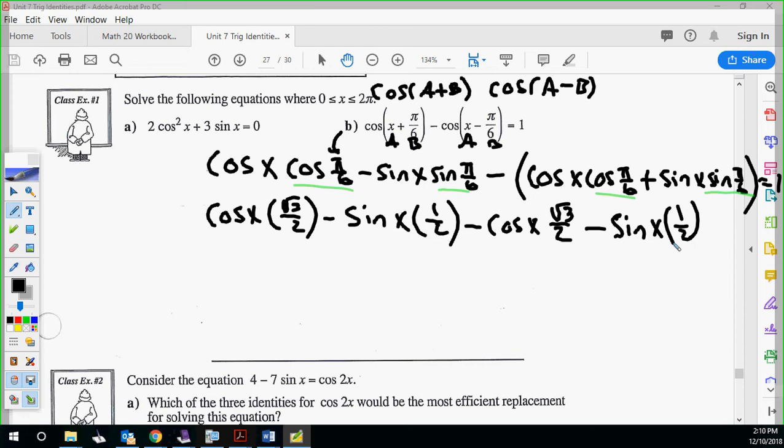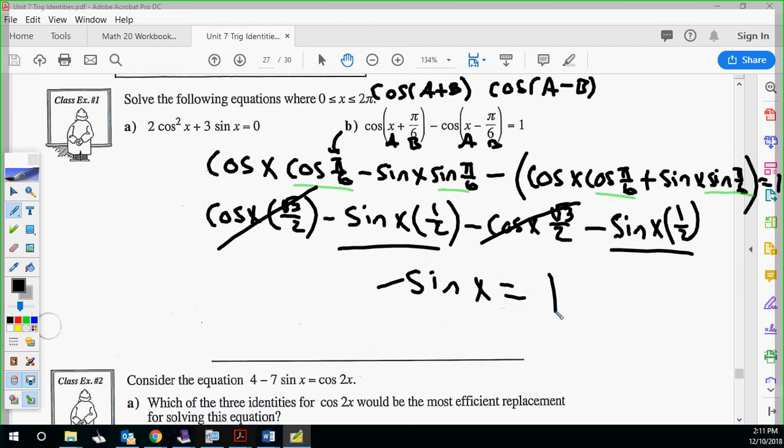You can cancel. Cos x of root 3 over 2 minus cos x of root 3 over 2. See ya later. I have a positive one and a negative one. In that case, it doesn't matter what the x is, right? And then here it's even better. I have a negative sine x of 1/2, another negative sine x of 1/2. So what do I have? I have 2 of them, but what's 2 halves? 1. So this becomes negative sine x equals 1. Now we're really comfortable.